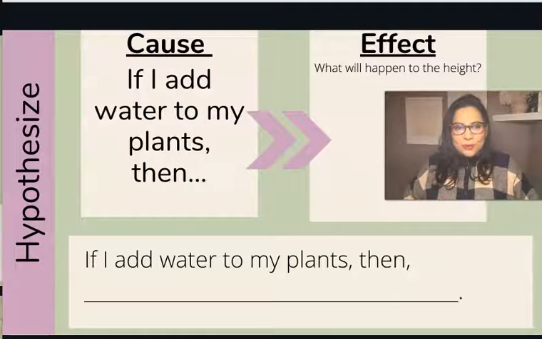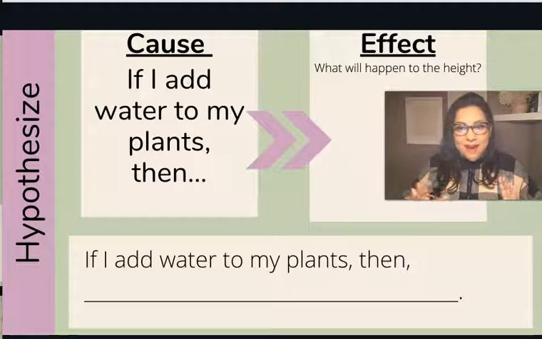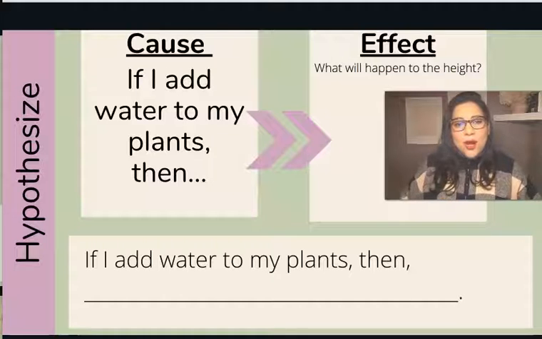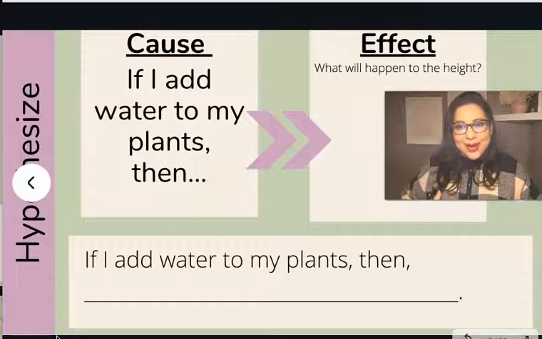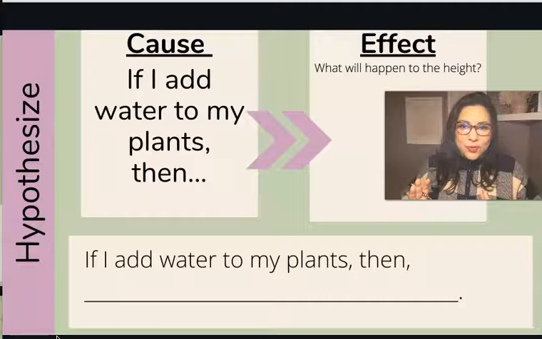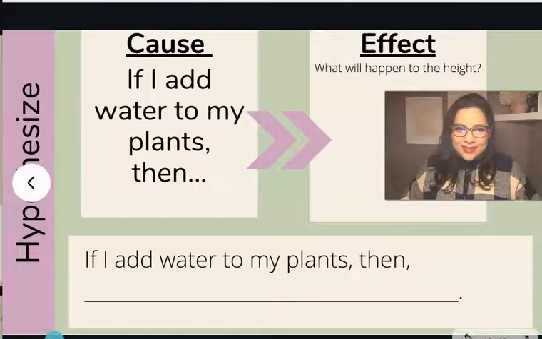So we're going to approach our hypothesis development the same way we did previously. We're going to look at it from a cause and effect lens. So in this situation, the cause would be adding water, right? So if I add water to my plants, then, and now I'm going to let you go ahead and complete the effect portion of your graphic organizer, where you will write down what you think will happen to the height based on the cause. And then press play when you're done recording that.